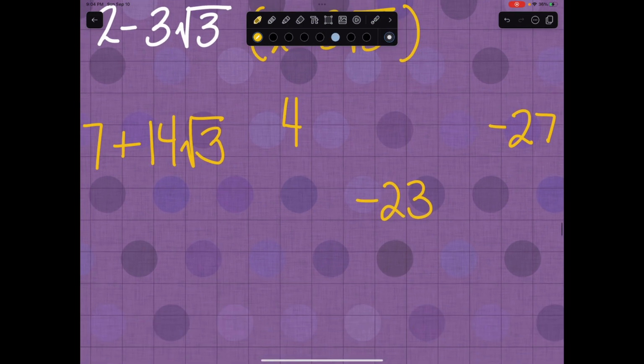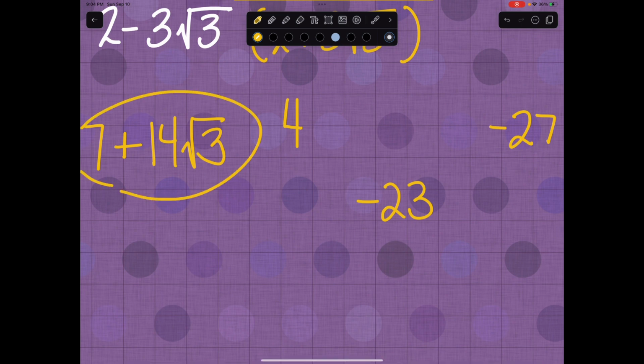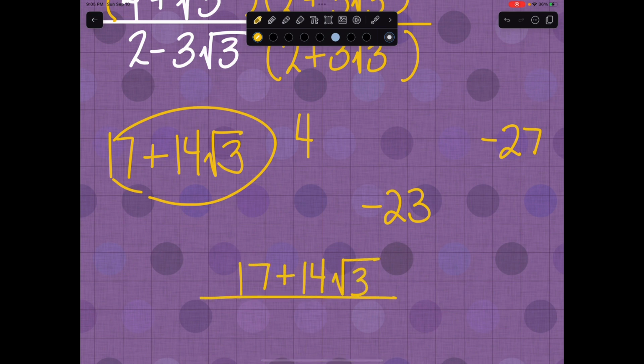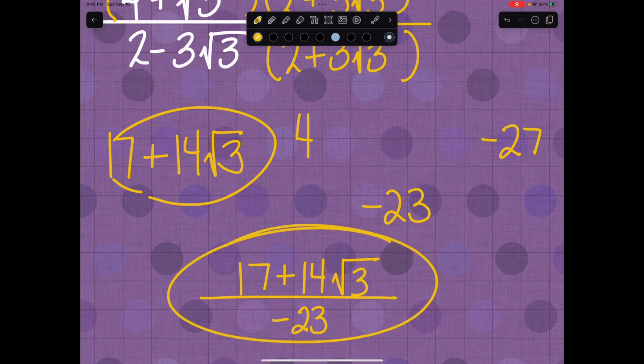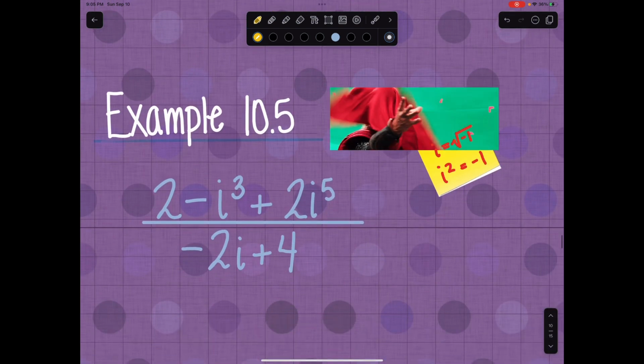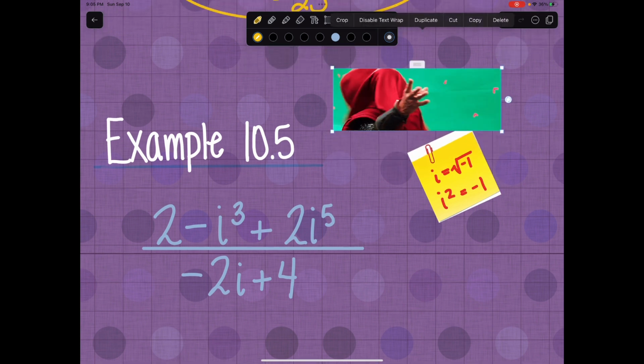So that's the denominator. This is the numerator. Let's put it all together now. We're going to end up with 17 plus 14 square root 3 all over negative 23. That's the final answer. So we rationalized the denominator by doing it that way, okay? I know it's complicated. You just have to do some questions and you'll figure it out.